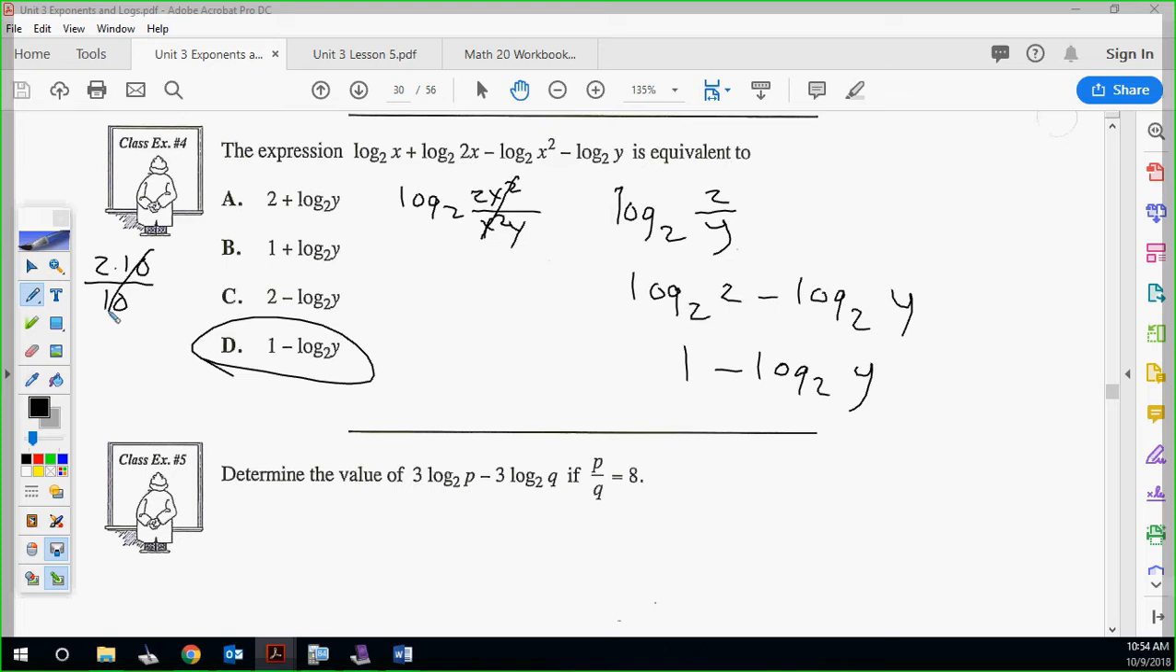Okay. All right, so 5. I'll keep the page here. Determine the value of 3 log 2 p minus 3 log base 2 q if p over q equals 8. Okay, so a little bit tricky here. Really making you do some work here.